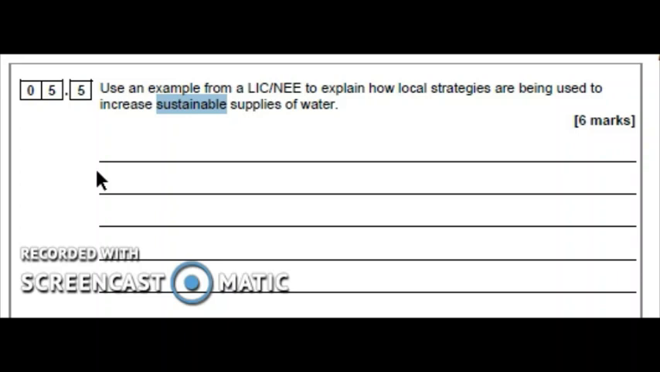So definitely talk about and explain the actual strategy, but maybe a sentence at the bottom, just kind of a bit of evaluation.